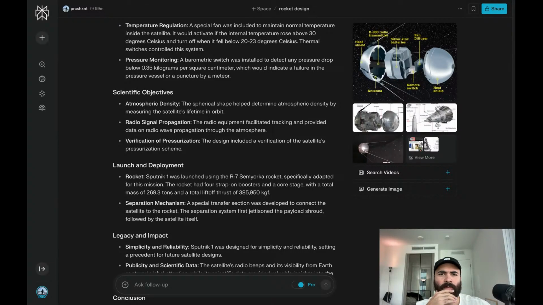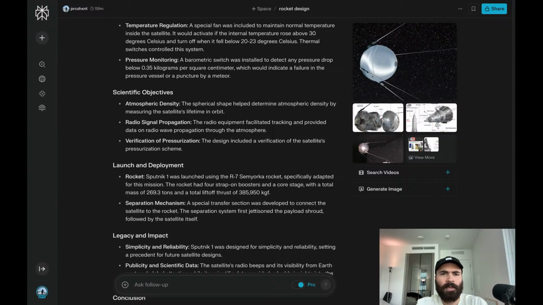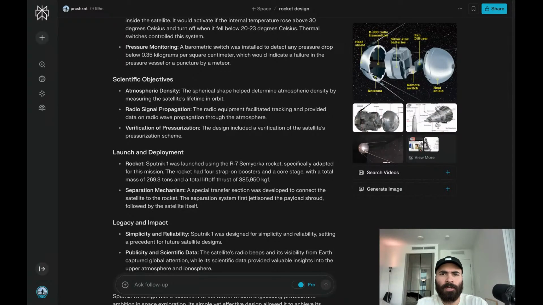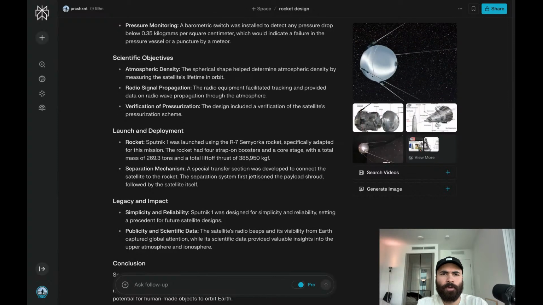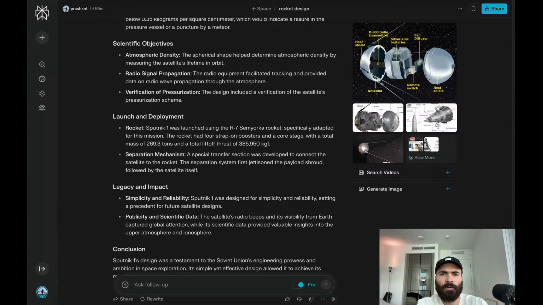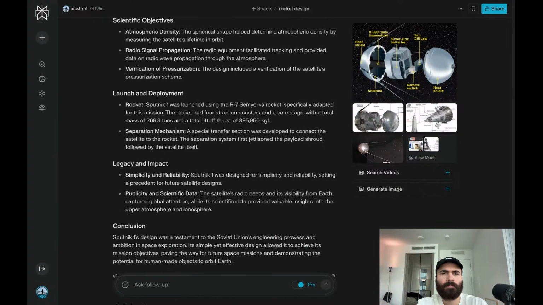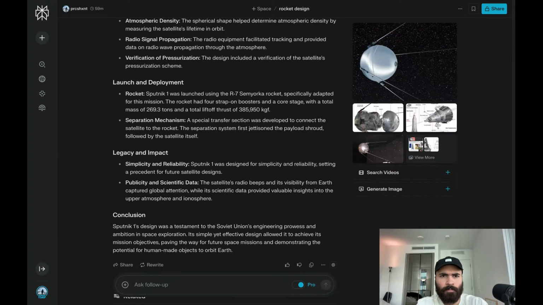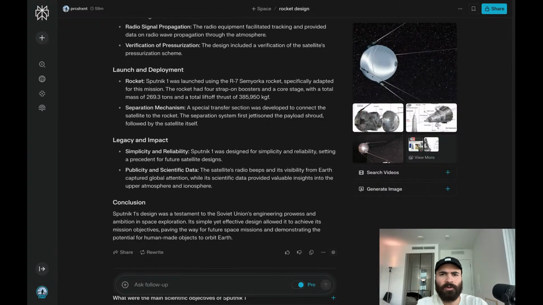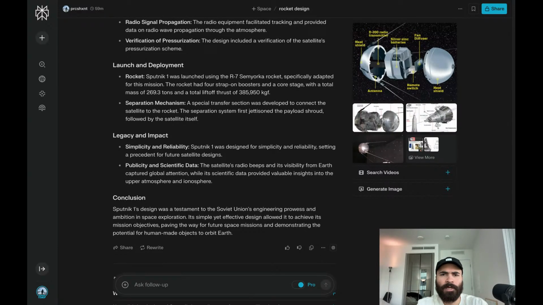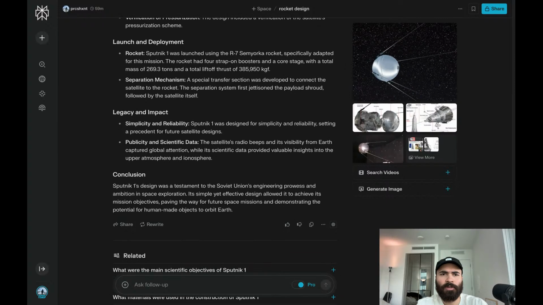A special fan was included to maintain normal temperature inside the satellite. It would activate if the internal temperature rose above 30 degrees Celsius and turn off when it fell below 20 to 23 degrees. Thermal switches controlled the system. Pressure drop would indicate a failure in the pressure vessel or puncture by a meteor. Scientific objectives: atmospheric density. By measuring the satellite's lifetime in orbit, radio equipment facilitated tracking and provided data on radio wave propagation through the atmosphere. The design included a verification of the satellite's pressurization scheme.